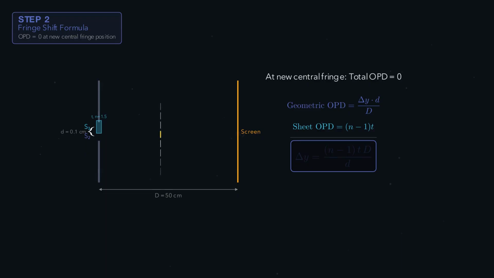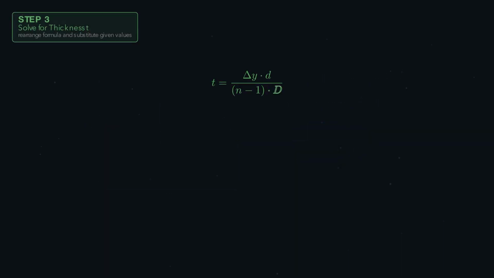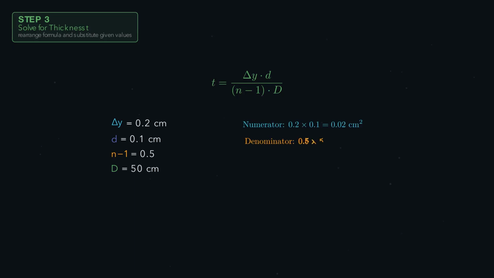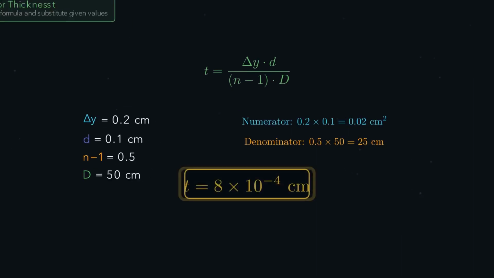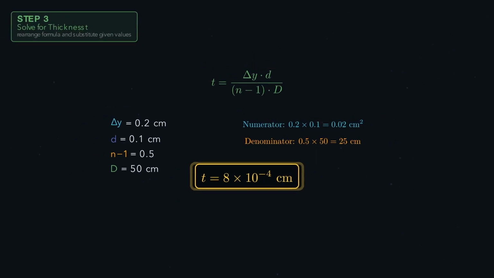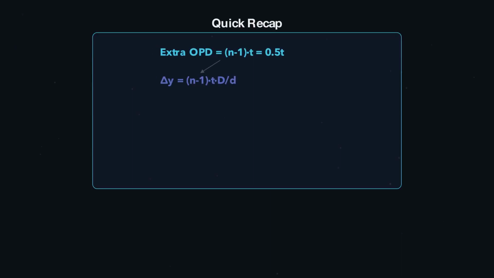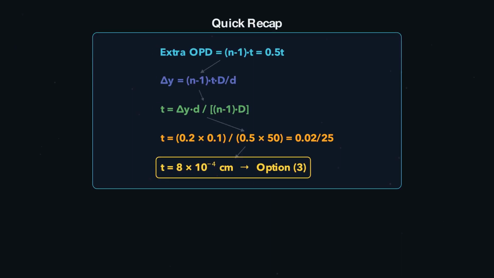We need t, so we rearrange. t equals fringe shift times d divided by n-1 times D. Plugging in, shift of 0.2, d of 0.1, n-1 is 0.5, D is 50. The numerator is 0.02, the denominator is 25. So t equals 8 times 10 to the power negative 4 centimeters. Yet, it moves fringes by 2 millimeters.